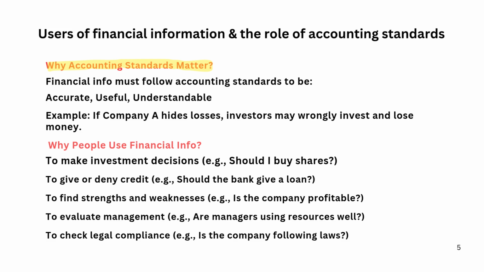Now that we've seen how important accounting standards are, let's talk about why they really matter, and who uses financial information. Why do accounting standards matter? Imagine this. If company A tries to hide its losses, an investor might look at the financial statements and think, wow, this company looks profitable. So they invest money and end up losing it. This is why financial reports must be accurate, no hiding or twisting the truth. Useful, they should help people make smart decisions. Understandable, no confusing numbers or tricky language. And all this is possible only when companies follow proper accounting standards.